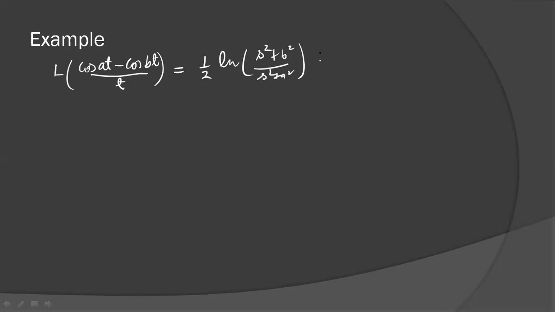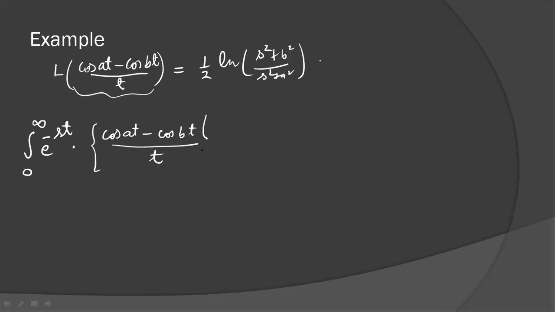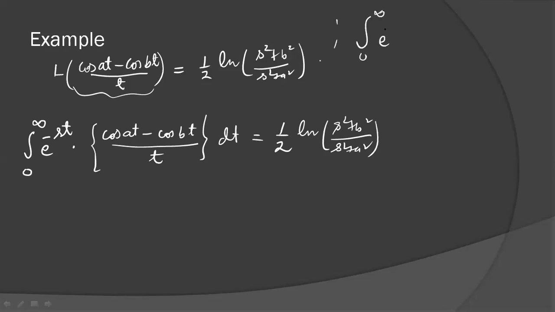This is the solution. Now, what is the definition of Laplace of any function? It is the integral from 0 to infinity of e to the power minus st multiplied by that function. So the integral of e^(-st) (cos at minus cos bt) over t dt equals 1 by 2 log (s square plus b square) over (s square plus a square). And what was our aim? The integral from 0 to infinity of e to the power minus t (cos 2t minus cos 3t) by t dt. This was our problem. So put s tending to 1, s will always be positive.